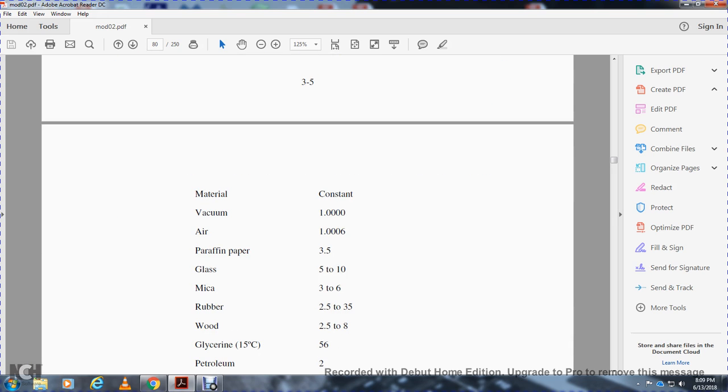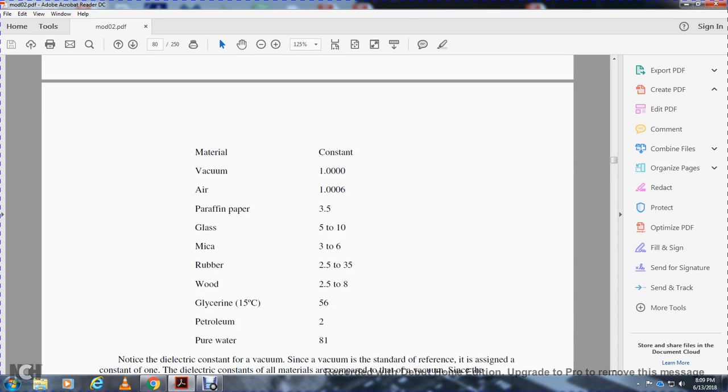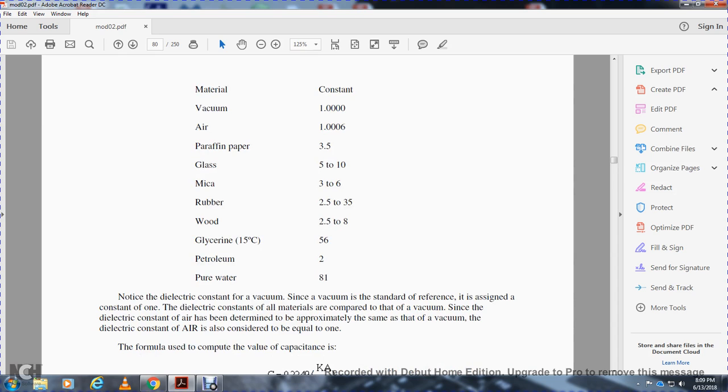Material and constant: vacuum 1.0, air 1.006, paraffin paper 3.5, glass 5 to 10, mica 3 to 6, rubber 2.5 to 35, wood 2.5 to 8, glycerine 56, petroleum 2, pure water 81.